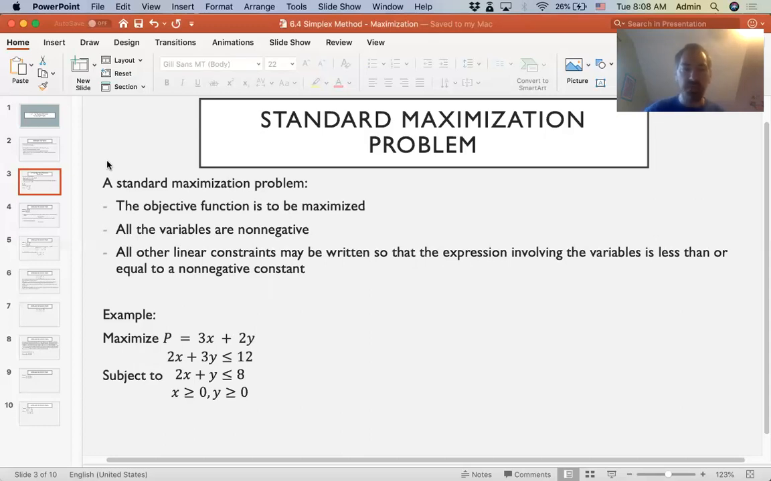For example, we have: maximize the profit p equals 3x plus 2y, subject to the constraints 2x plus 3y less than or equal to 12, 2x plus y less than or equal to 8, and of course we have our standard restriction that x and y must be greater than or equal to 0. That keeps us in the first quadrant geometrically.